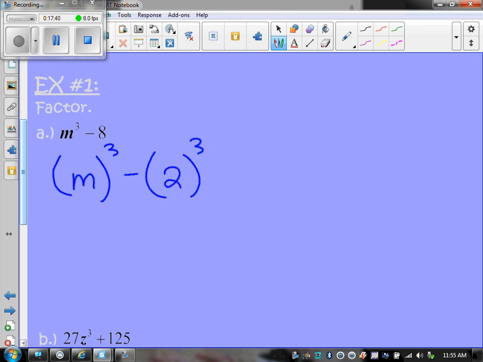Did I say 2? Right, isn't 2 cubed 8? 2 times 2 times 2, doesn't that give me 8? So now I have my something cubed minus something cubed. I have my first term, I have my second term, and I can use my formula. Okay? Let's start off with our little parenthesis. Let's put our big parenthesis, and let's worry about our signs first.